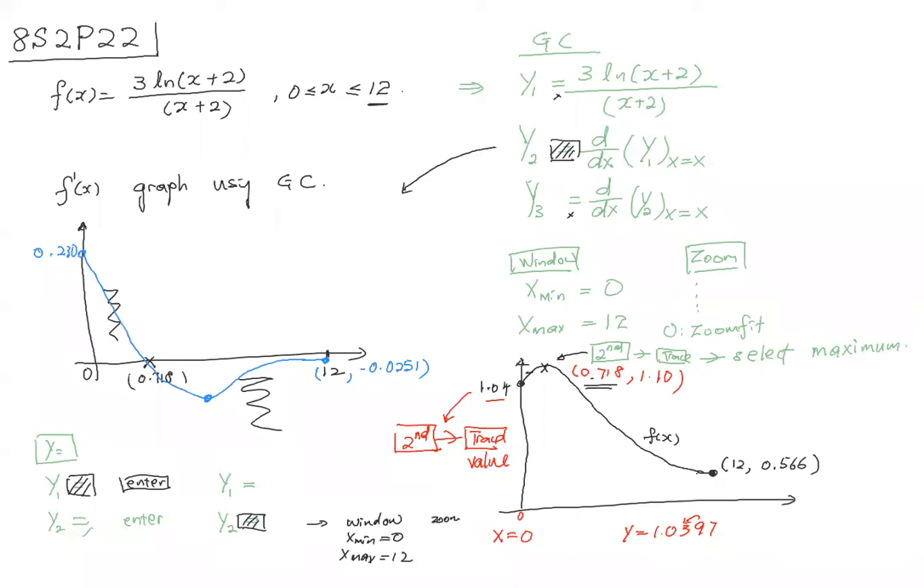So the minimum point is 2.481 and negative 0.0746. 47. Round off. Are you okay?